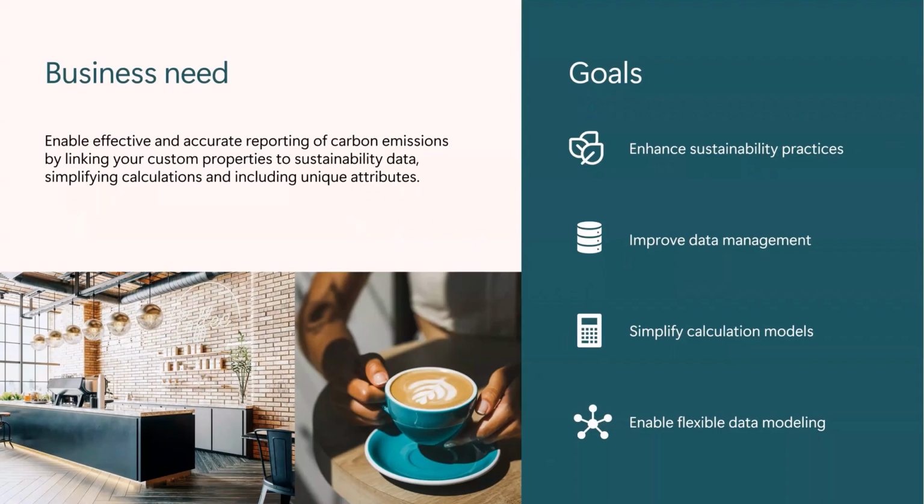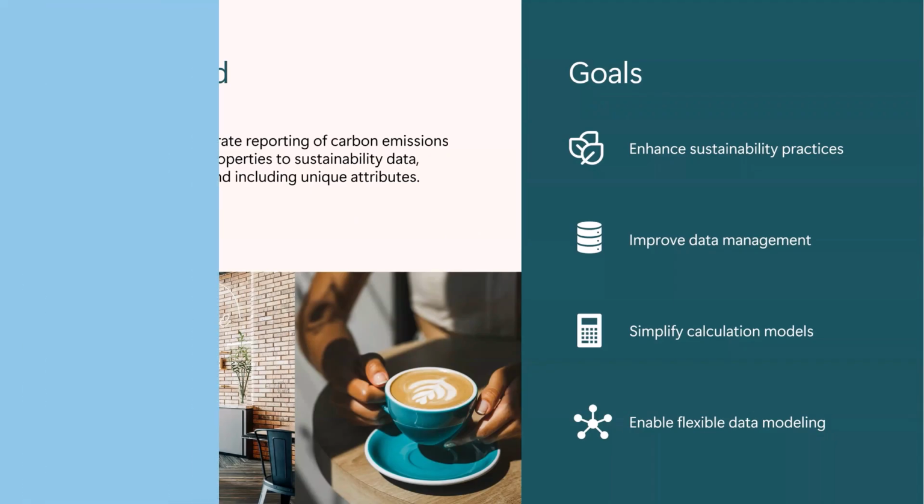To enable effective and accurate reporting of carbon emissions, it's crucial to link your custom properties to sustainability data. This simplifies calculations and includes unique attributes, enhancing your sustainability practices, improving data management, and enabling flexible data modeling. By doing so, you can ensure that your sustainability reports are not only accurate, but also reflective of the unique aspects of your business operations. This approach will help you identify key areas for improvement and track your progress over time.